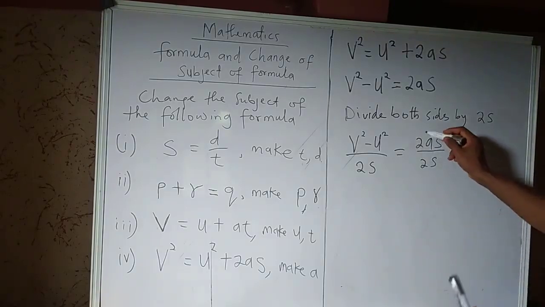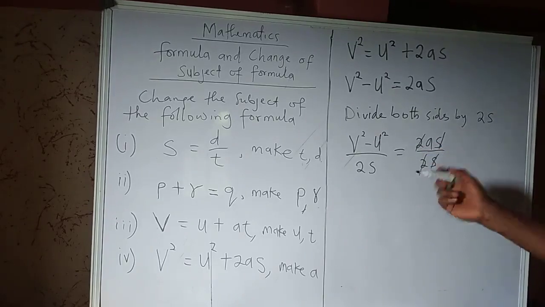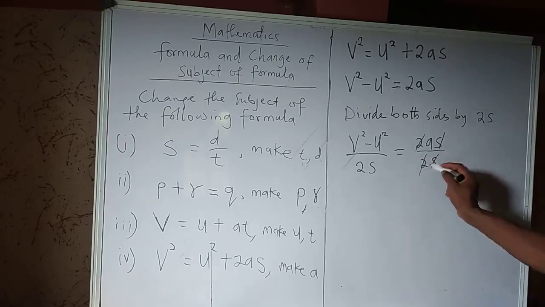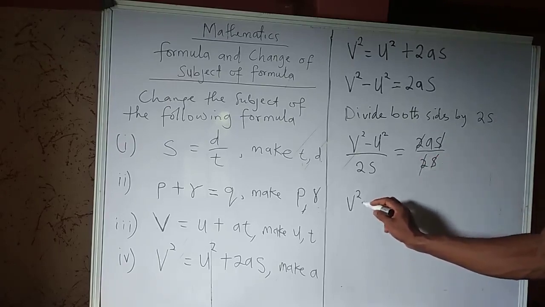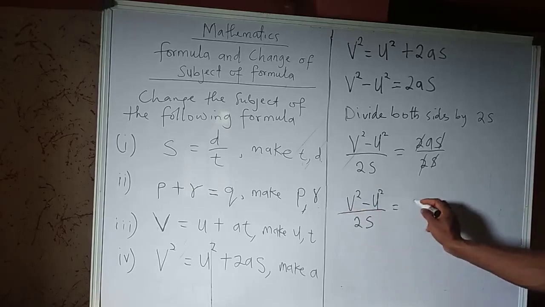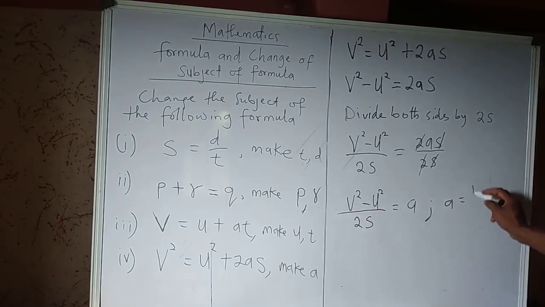Now if you look at this with me, 2 divided by 2 becomes 1. s divided by s becomes 1. So everything here is a times 1, which is a, right? So it means that v squared minus u squared all over 2s equals a, which we can also write as a equals v squared minus u squared all over 2s.